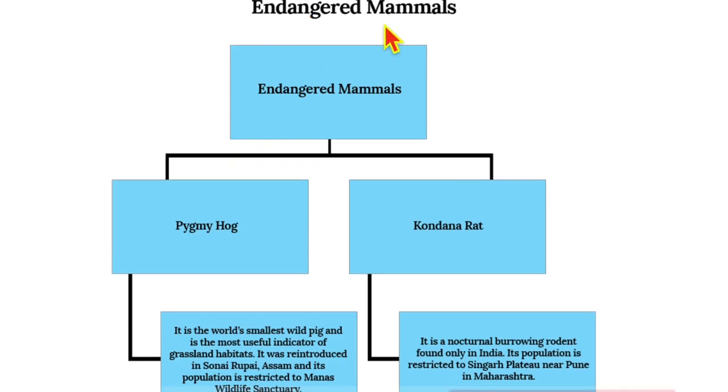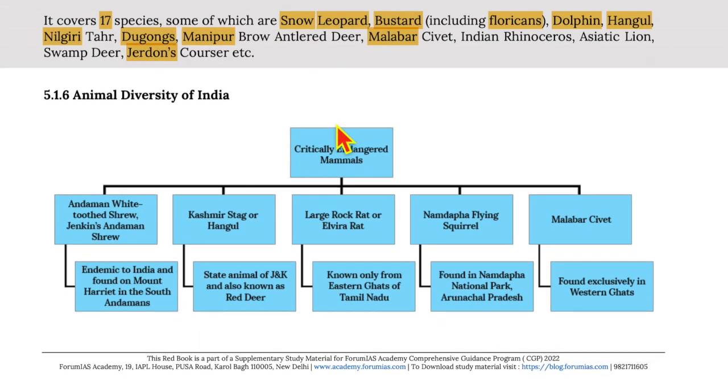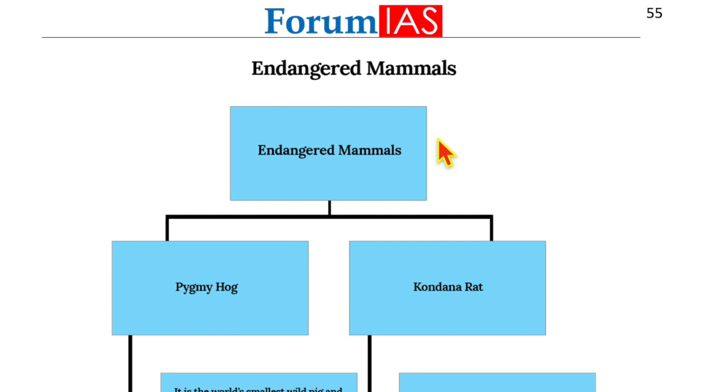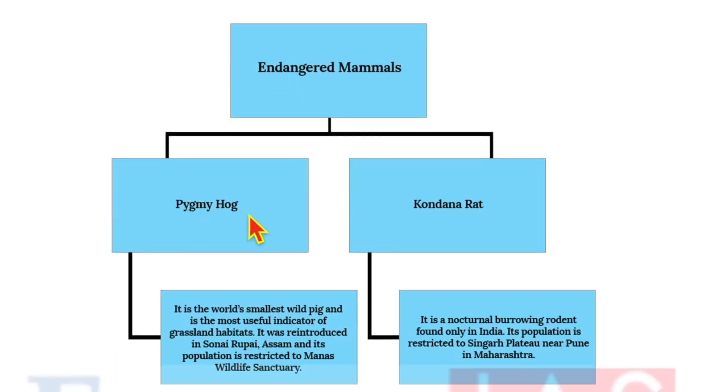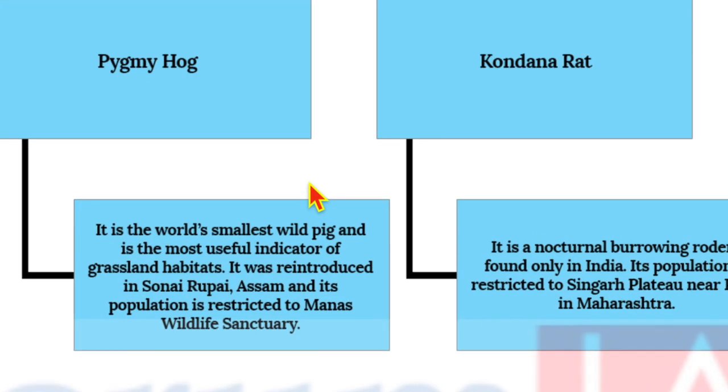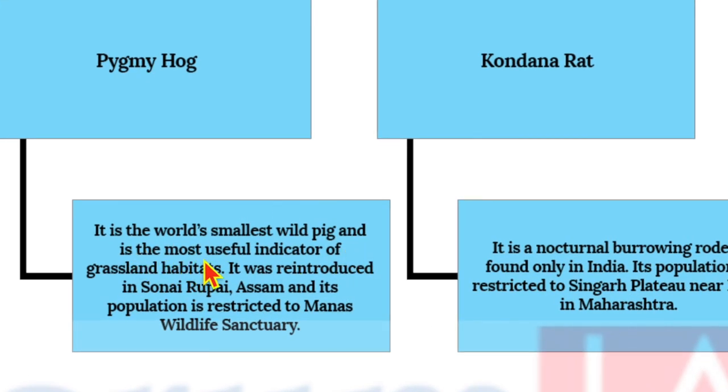Now moving on to the endangered mammals. These were the critically endangered mammals. Now we have the endangered mammals. Endangered mammals would include pygmy hog and Kondana rat. Now pygmy hog is the world's smallest wild pig and is the most useful indicator of grassland habitat. It was reintroduced in Sonai Rupai, Assam. Its population is restricted to Manas Wildlife Sanctuary. So pygmy hogs are exclusively found in Manas Wildlife Sanctuary.